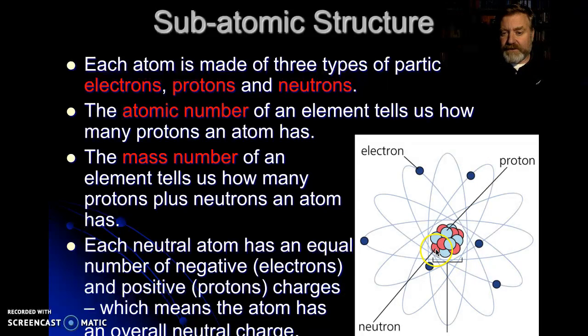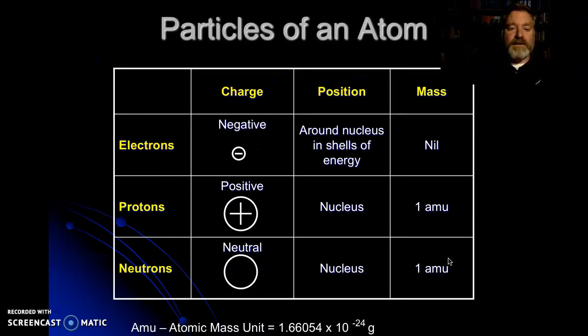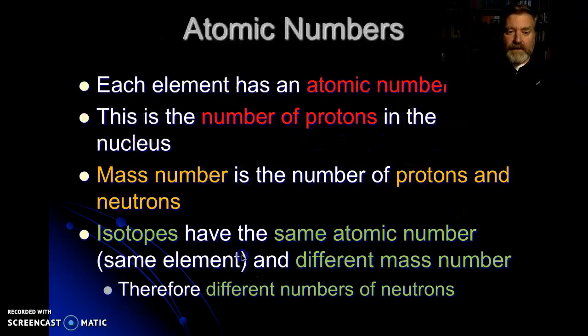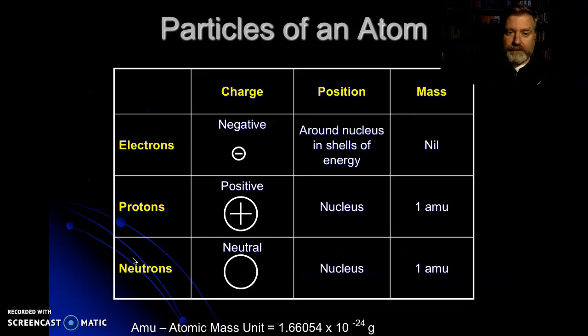Carbon also has 6 neutrons. That's not always the case. We've got 6 little red blobs there as well. So the mass number tells us how many protons and neutrons you're going to find in the inner group. And so we know 3 things about each of these subatomic particles. We know their charge, so electrons are negative, protons are positive, and neutrons are neutral. We know their position. Electrons live around the nucleus in shells of energy. The protons and neutrons live in the nucleus.